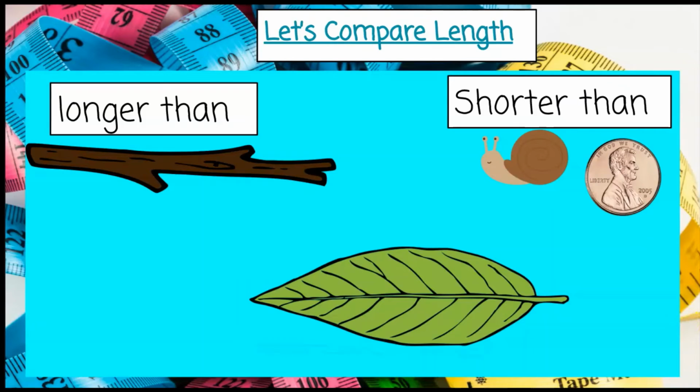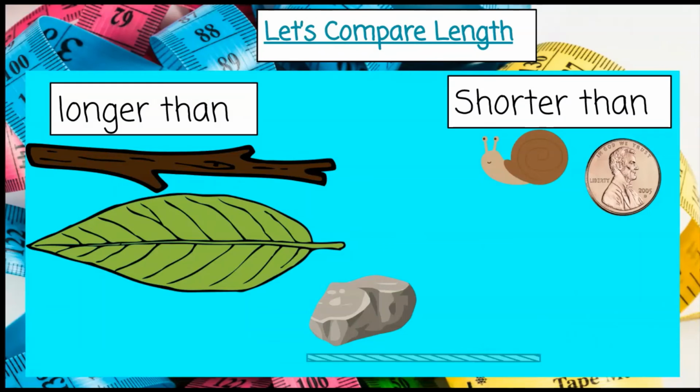Ooh, look at this leaf. Let's compare the leaf to the string. Is the leaf longer than or shorter than the string? Your teacher's going to pause the video. We can see the end of the string and the point of the leaf are the endpoints. And we follow along the leaf and there it goes. But notice the string stops. What does that mean? You're right. That means the leaf is longer than the string.